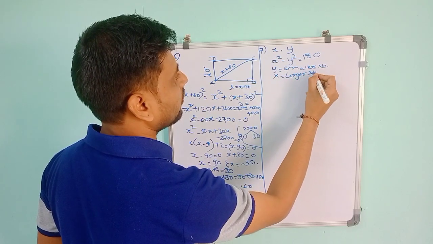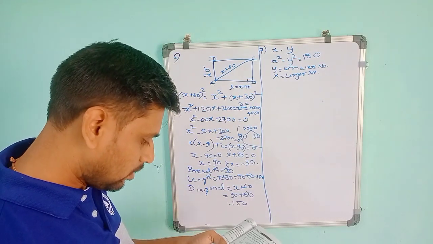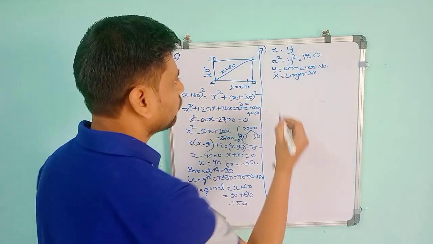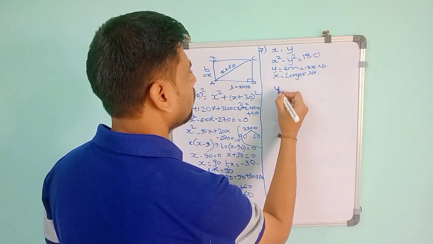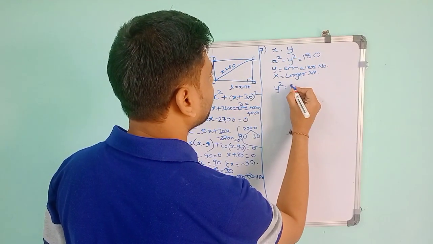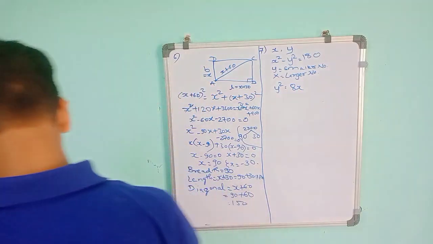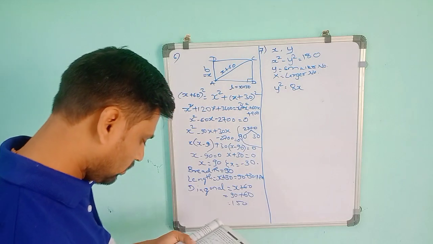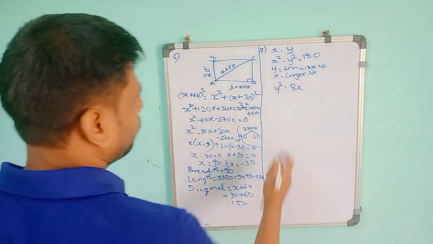So the second condition they gave: the square of the smaller number is 8 times the larger number. So y square is 8 times the larger number. The larger number is x, so 8x. What do we have to find? We have to find the two numbers. So y square is equal to 8x.